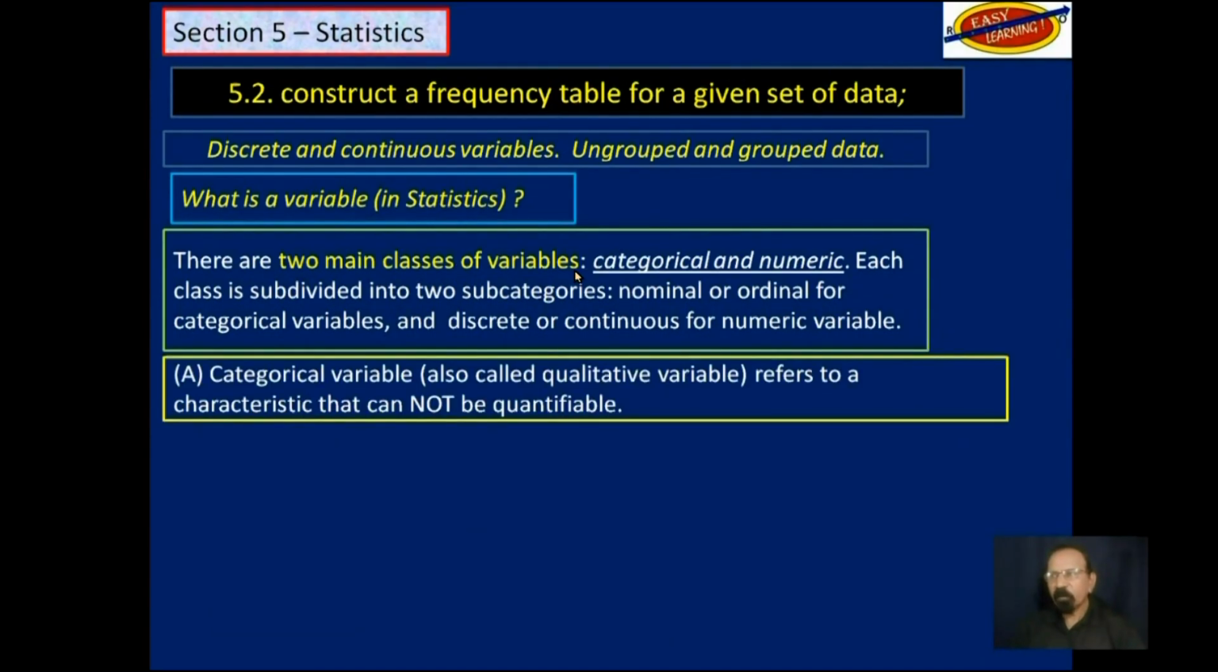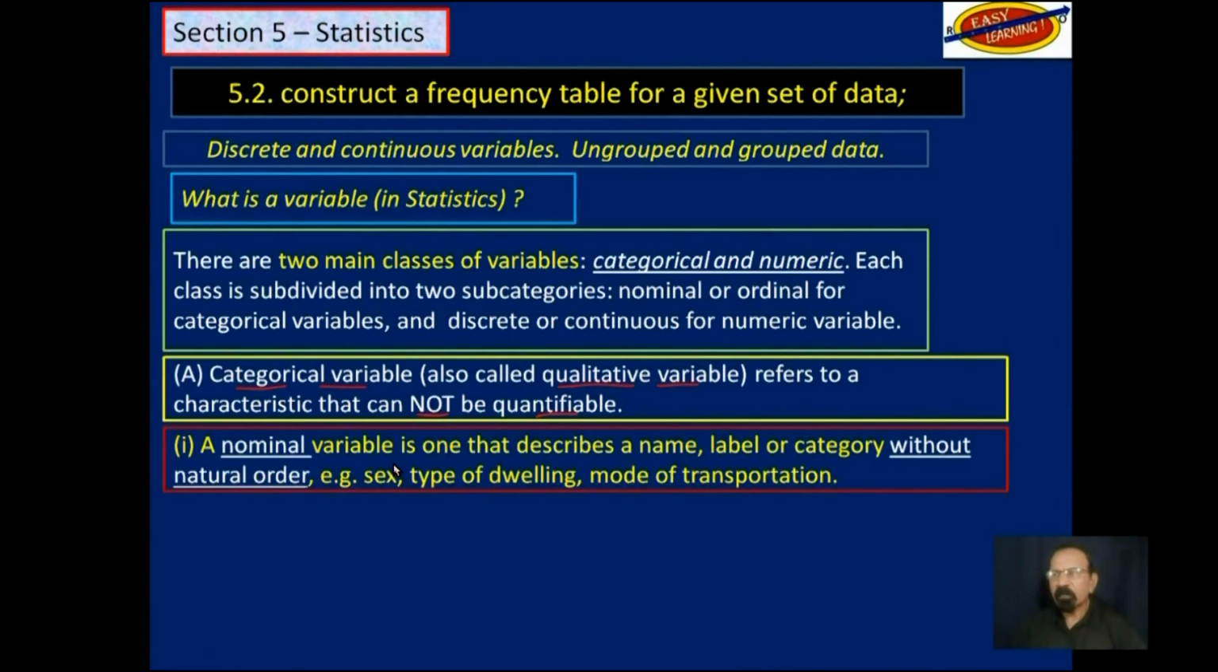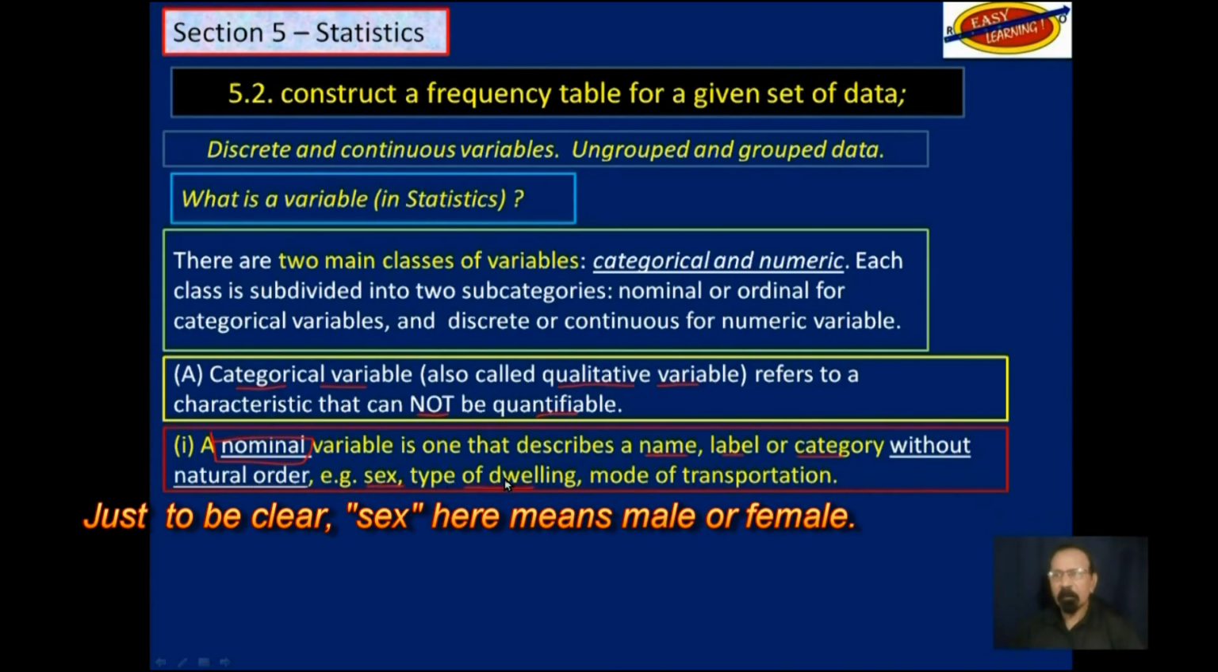So let's begin with categorical variables. These are called qualitative variables. In other words, you can't put a number to it or count it. So it refers to characteristics that are not quantifiable. So you have the nominal categorical. It describes just a name, label, and category without any natural order. For example, sex, type of dwelling, mode of transportation, and so on. It's just a list of items that you cannot put in any order.